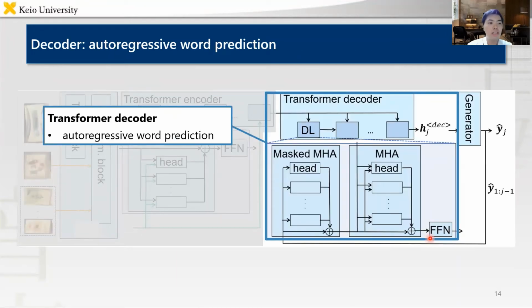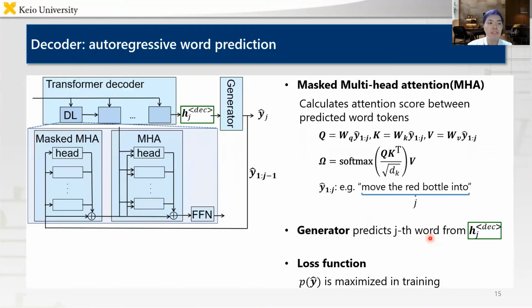The decoder uses a transformer decoder and the performance of relative word prediction. Specifically, as shown in the figure, the next word token is predicted from the predicted word string up to one word before, and the output of the encoder. In the masked multi-head attention layer, in training, the future words are masked.